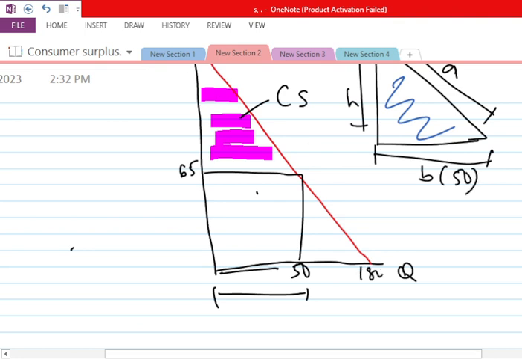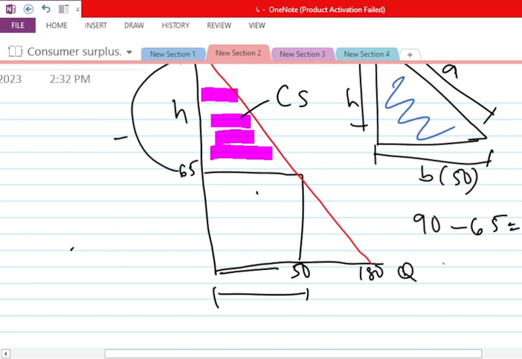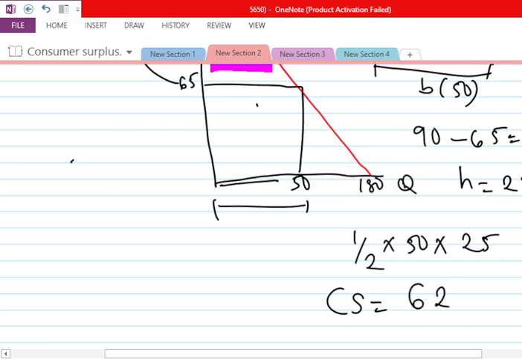Remember, we have here 180 from our quantity demand function, and here 90 from our inverse demand function. So to get your height, that is here, this minus this will give you your height. 90 minus 65 is equal to your H. And H, when you solve it, is 25. So we have our base and our height. Therefore, half times base 50 times height 25. So our consumer surplus, when you solve everything, you get 625. This is our consumer surplus.